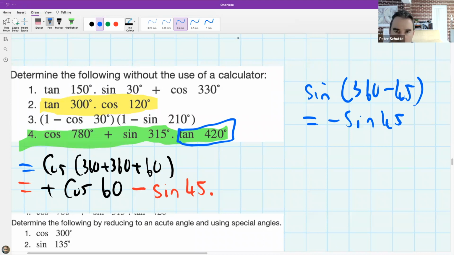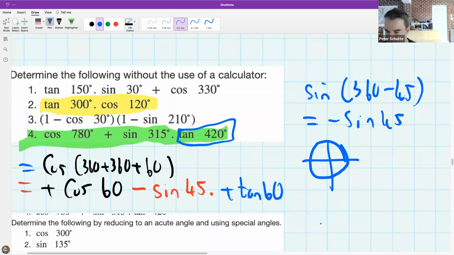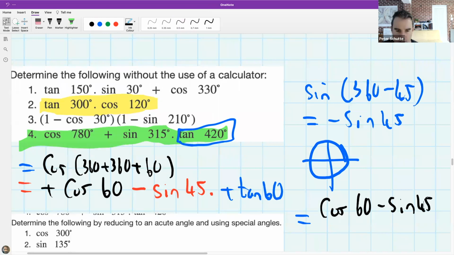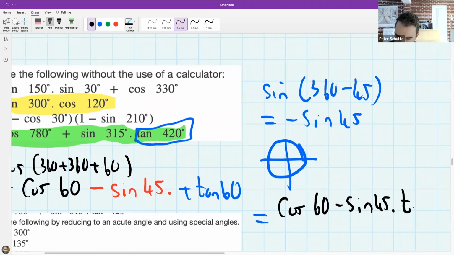So 420 is going to be going all the way around. So 360 plus another 60, and in that quadrant, it's going to be positive. So I get plus tan 60. Now, if I wanted to evaluate this using special triangles, I would have to evaluate the cos of 60 minus the sine of 45 times the tan of 60.